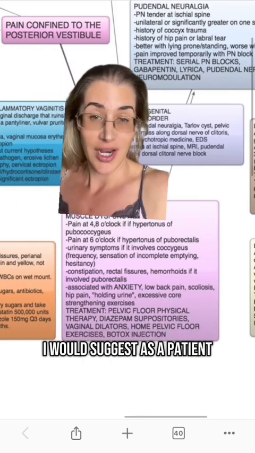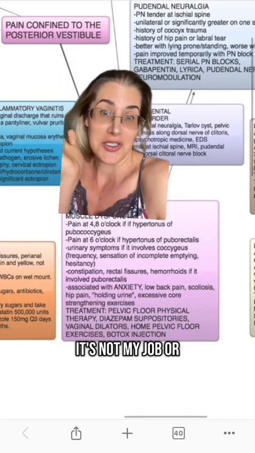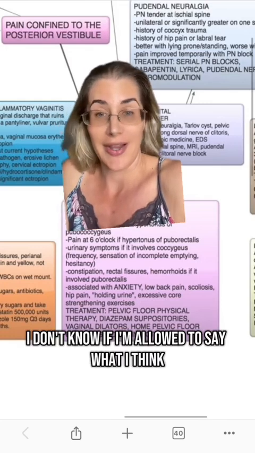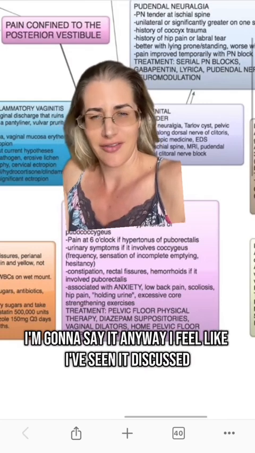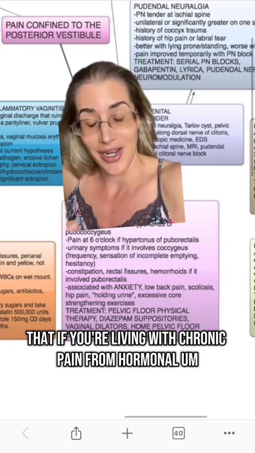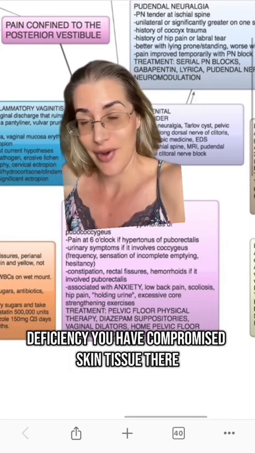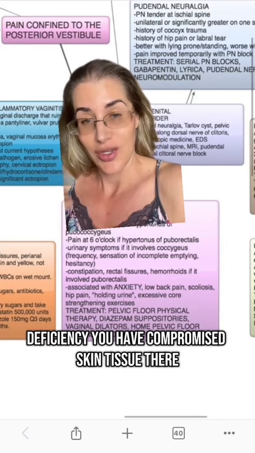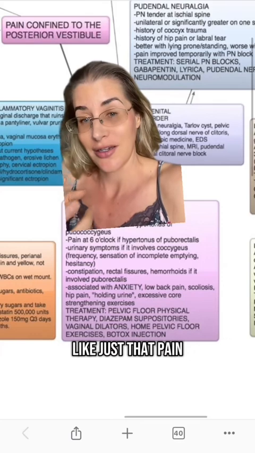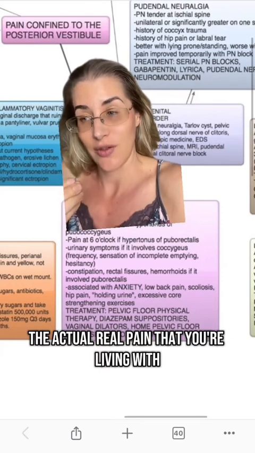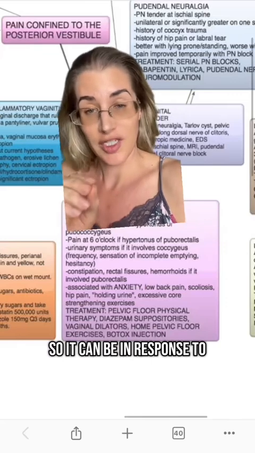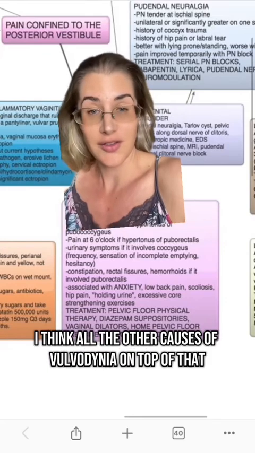I would suggest, as a patient, it's not my job, or I don't know if I'm allowed to say what I think, but I'm going to say it anyway. I feel like I've seen it discussed that if you're living with chronic pain from hormonal deficiency, you have compromised skin tissue there from atrophy or chronic infections, like just that pain, the actual real pain that you're living with, can cause secondary tightening of your pelvic floor muscles. So it can be in response to, I think, all the other causes of vulvodynia.